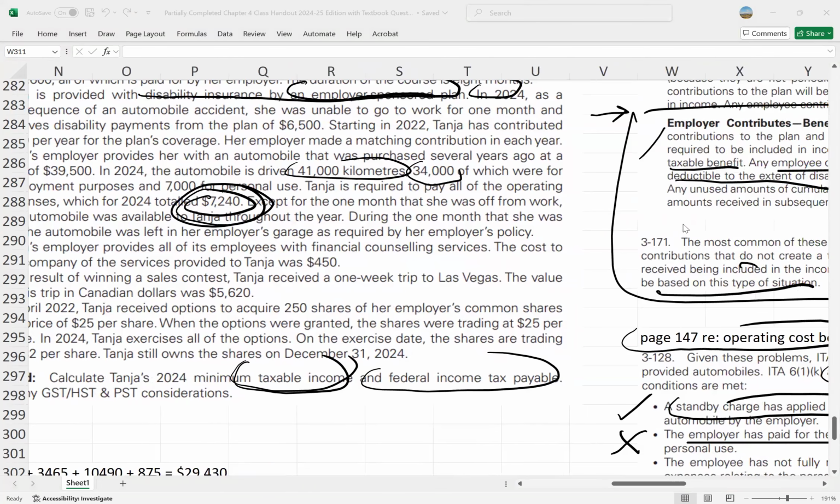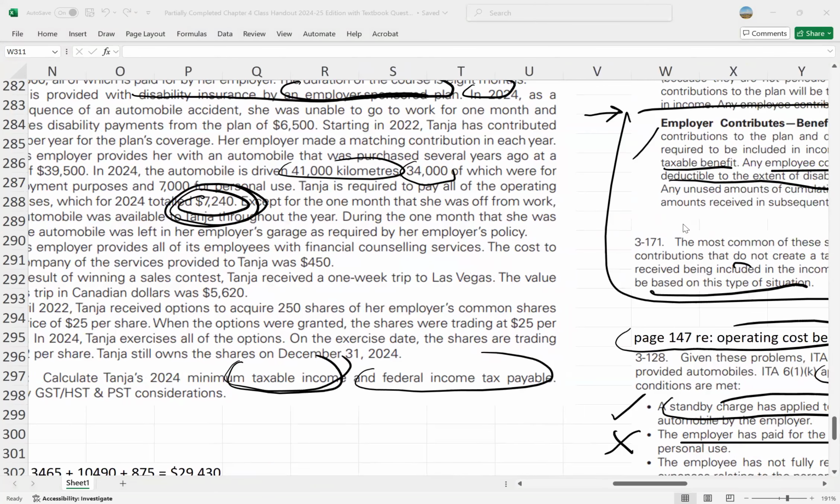Okay, so then what we would do, remember a couple weeks ago, we said that you would calculate the operating cost benefit, and then you would deduct the amount that the employee, let's say, reimbursed to the employer. That would be the amount that the employee paid. Then you would do it that way. So you would calculate the operating cost benefit just like we did using those examples we did a couple of weeks ago. And then I said you less the amount that the employee reimbursed the company. That would be the amount that the employee paid. So you would still calculate the operating cost benefit minus the amount that the employee paid.